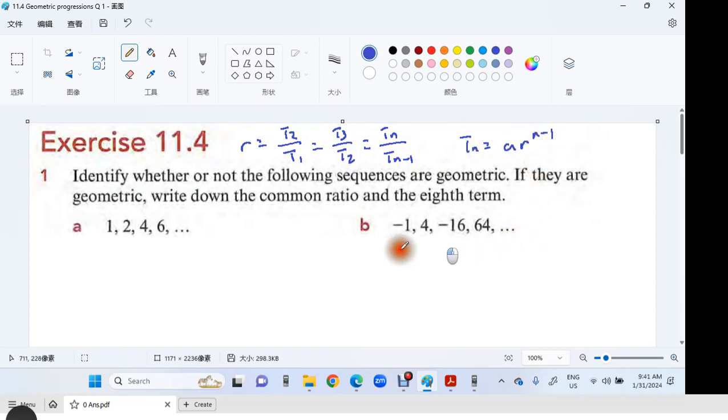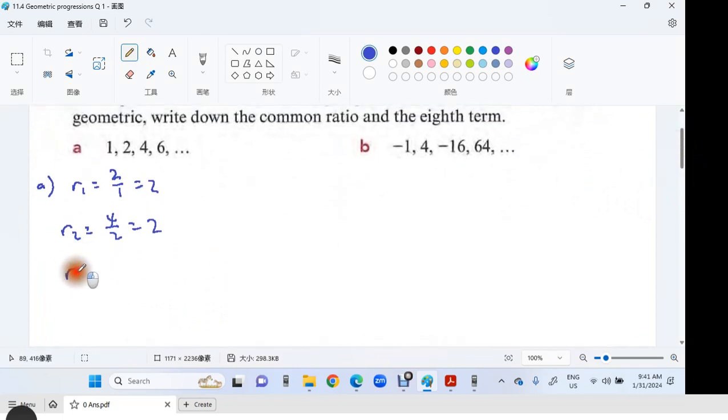Okay. So for A, R1 is 2 divided by 1, that is 2. R2 is 4 divided by 2, also 2. And then the R3 is 6 over 4, that is 3 over 2. So the R1 is not equal to R3. Okay. Therefore, it is not a GP.